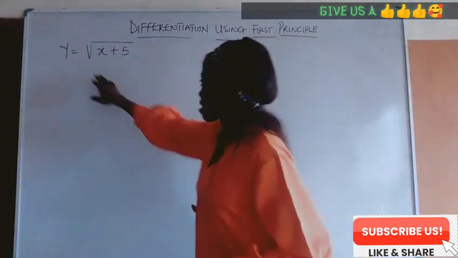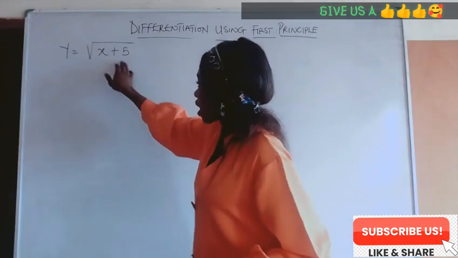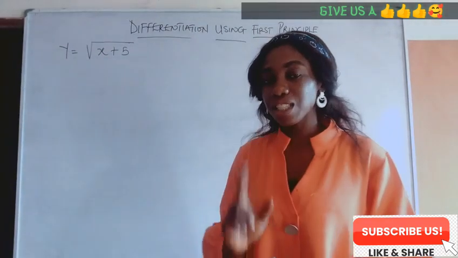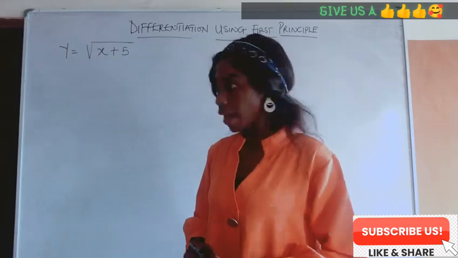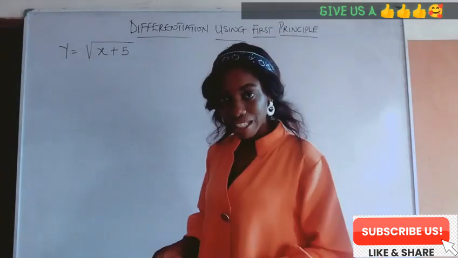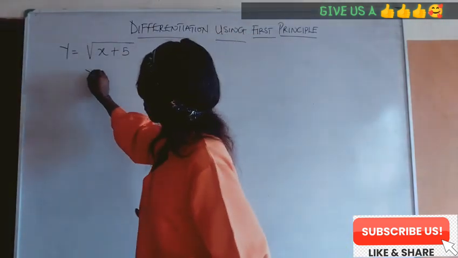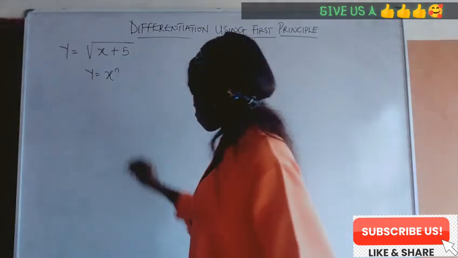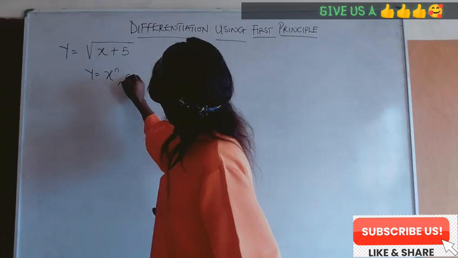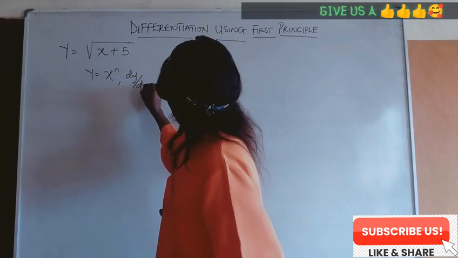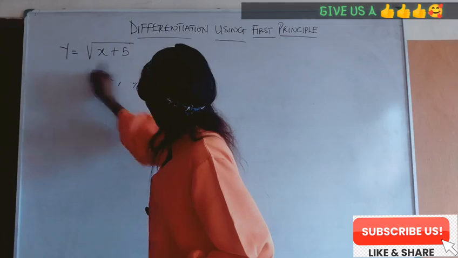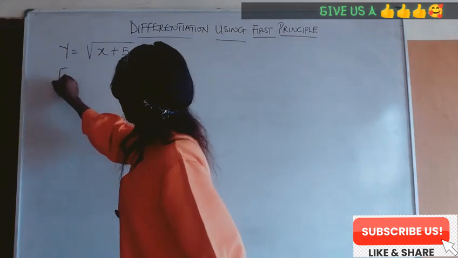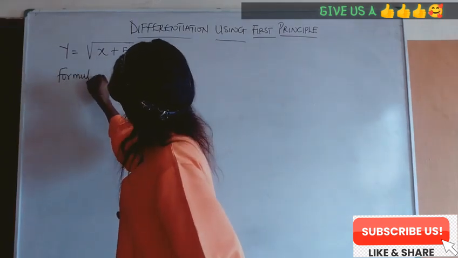So what we have here is y as the root of x plus 5. I will start with the formula method. Remember, for your formula method, if you have y equal to x to the power of n, then your dy dx, let's make it clearer. We have the formula method.